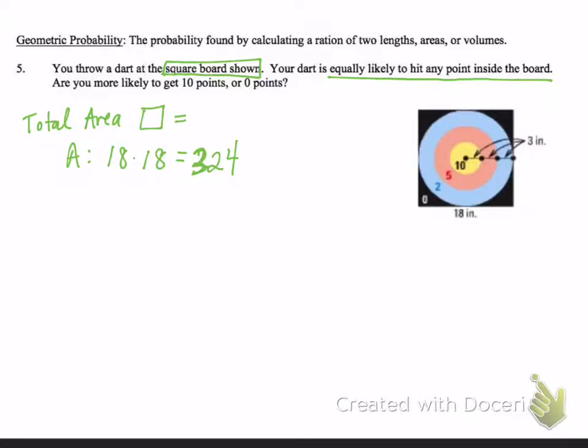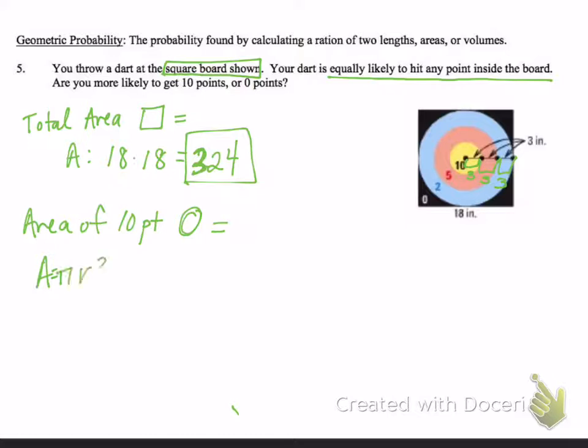This is going to be like my denominator for when I'm finding the proportions. I want to find the area of the 10-point circle. So how can I figure that out? Pi r squared. So pi r squared, each one of these little guys is 3, 3, 3. So the little circle in the middle, if I'm doing pi r squared, would be pi 3 squared, which is 9 pi.